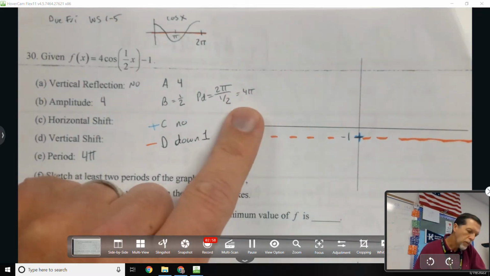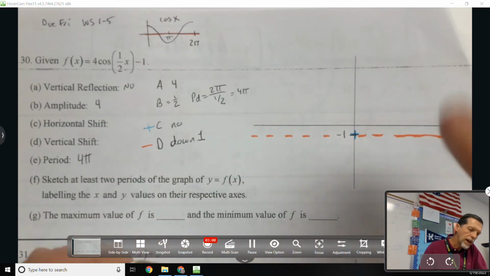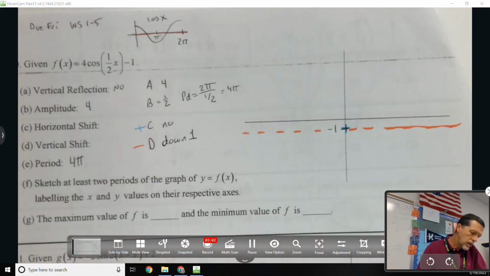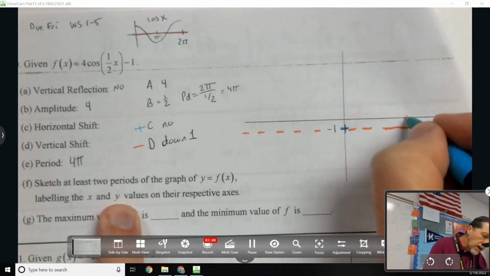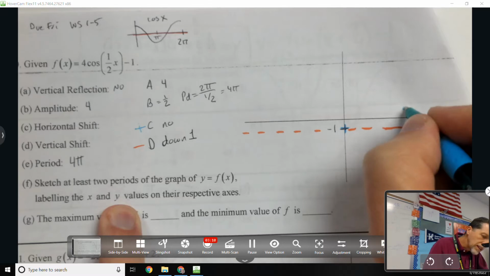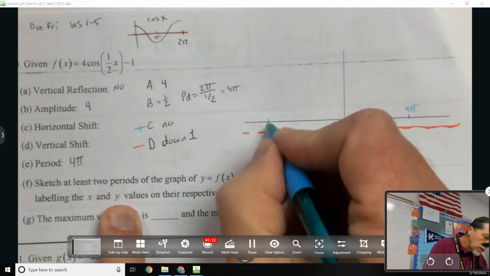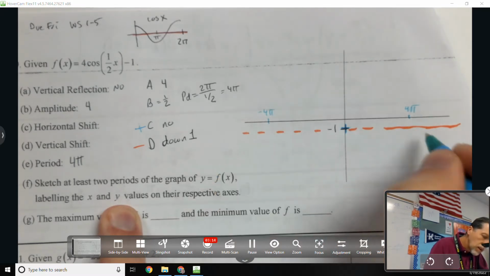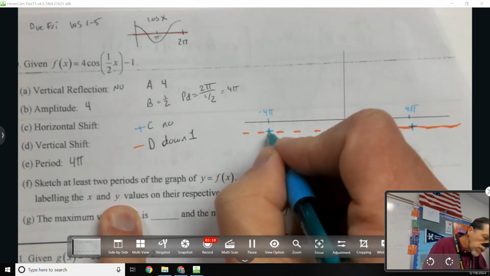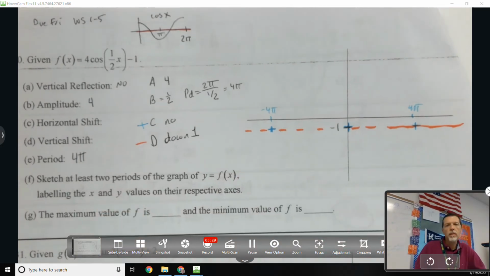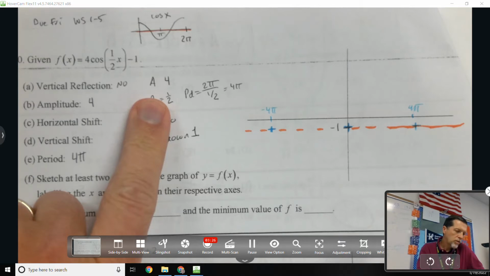Period is 4 pi, so I need to go 4 pi away. Peeking ahead, it says sketch at least 2 periods. So I think if I go right 4 pi and left 4 pi, that will get me 2 periods. So those are my other new origins. Amplitude is 4.